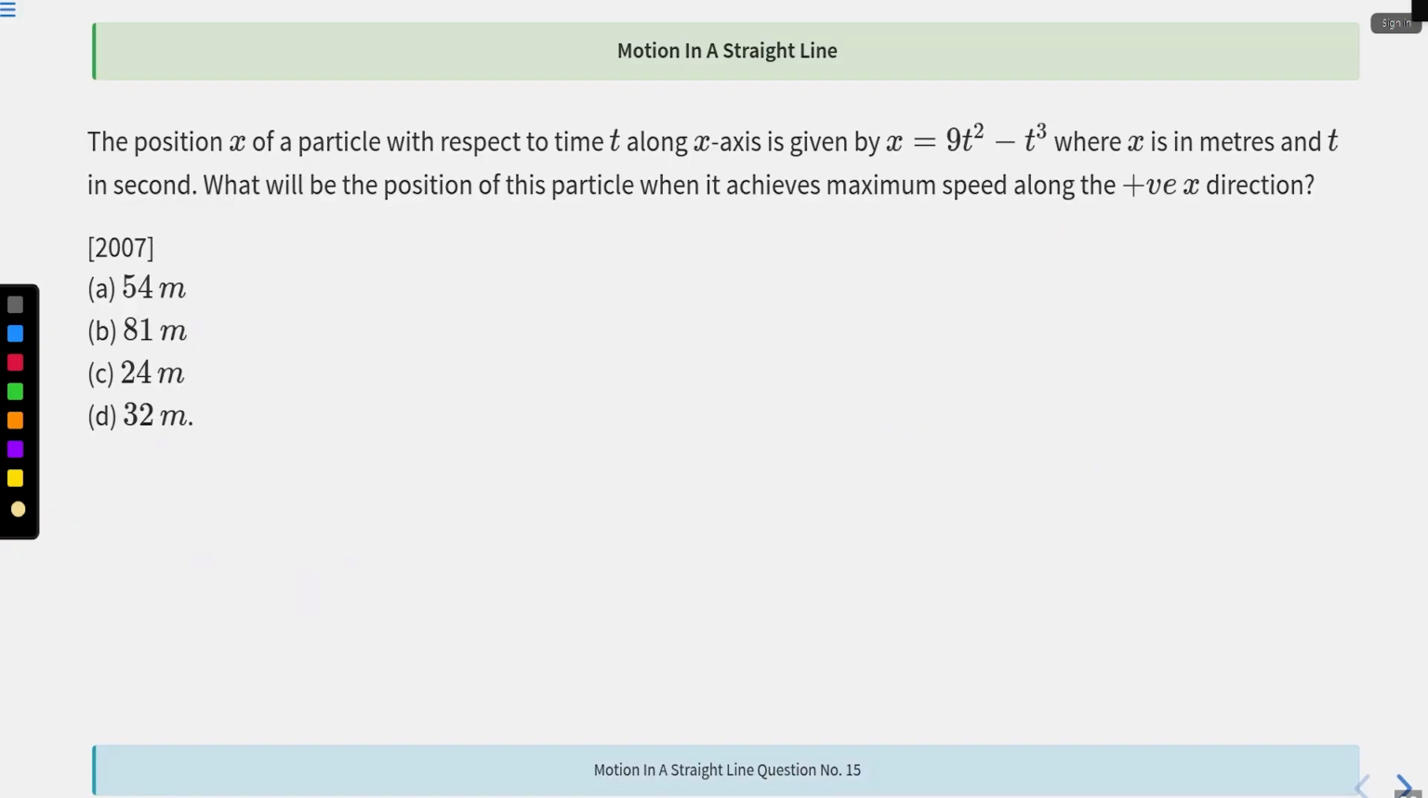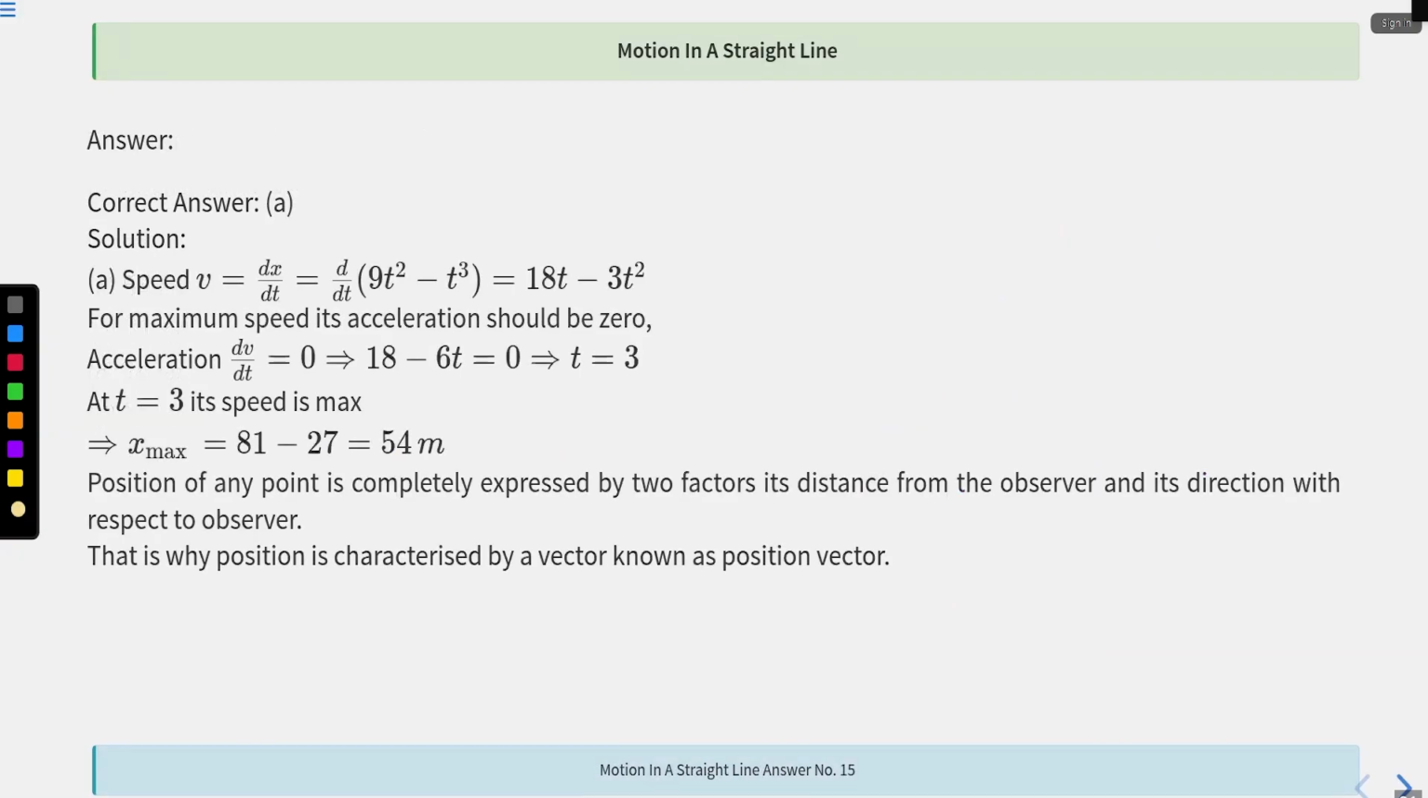The position x of a particle with respect to time t along the x-axis is given by x equals 90 t square. It's again the same question. So speed is nothing but dx by dt, correct? Speed is dx by dt, and you just need to calculate at time t equals t maximum.